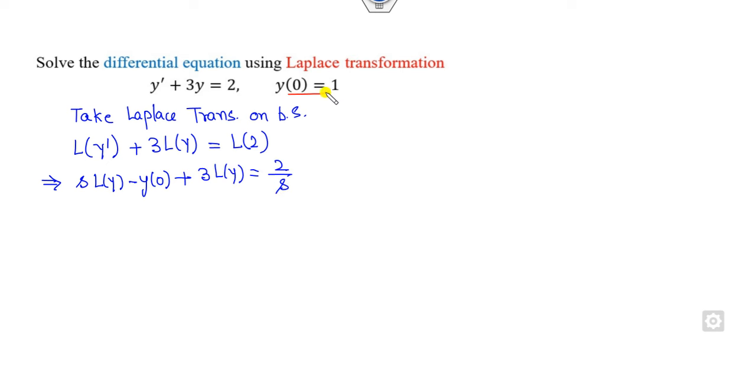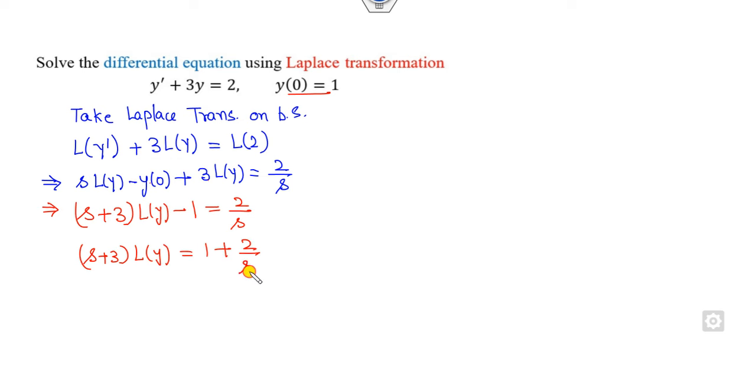I can substitute y0 as 1, so it is s plus 3 times Ly, minus 1, equals 2 over s. So can you find the value of this? This times Ly is 1 plus 2 over s. Make sure, students, you can also solve this equation by the simple differential equation method. If you solve it that way, the auxiliary equation will be here. Fine, this is my auxiliary equation.